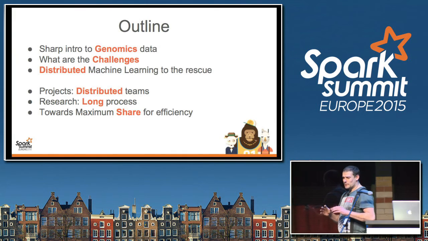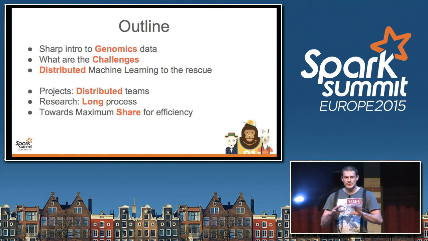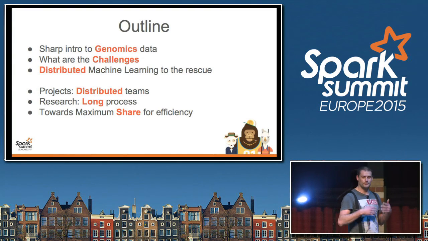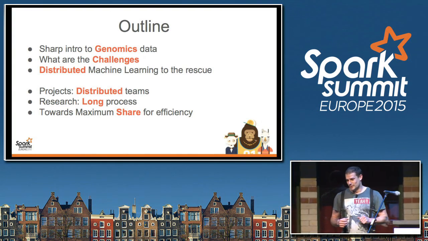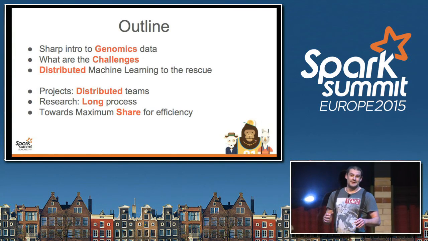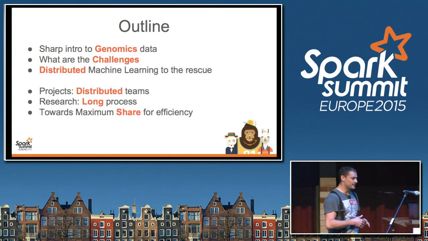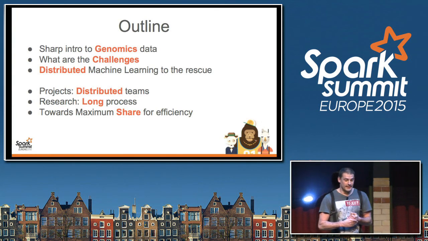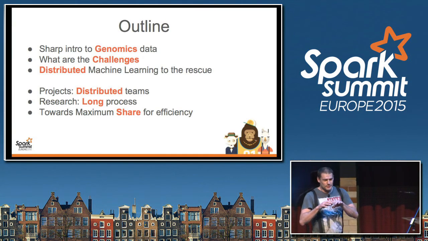The outline is that we will make a brief introduction to what is genomics data, so you have an idea of the scale of the data sets we want to manipulate and the problems and challenges we want to tackle. And of course, the distributed technologies are here to help, and that's why we talk about it in this Spark Summit. But distribution is not only distributing the data.